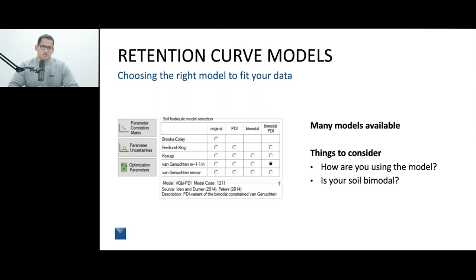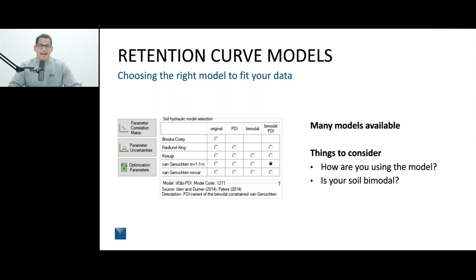So there are several different models available to fit soil moisture release curves. You can see some of those examples of the models that we use in the Labrador SoilView software. We have Brooks and Corey, Fredlund and Xing, Kosugi, van Genuchten, unconstrained and constrained models, and the different variants of those models that are available. Because researchers have continued to work on improving and making these models better. But it's really important when you're thinking about all these different models, there are some things you need to consider.